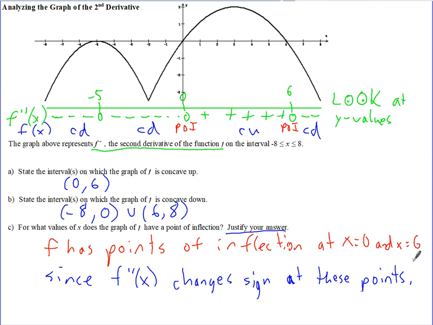And that concludes the notes for AP Calculus on the topic of analyzing the graphs of the first derivative and the second derivative.